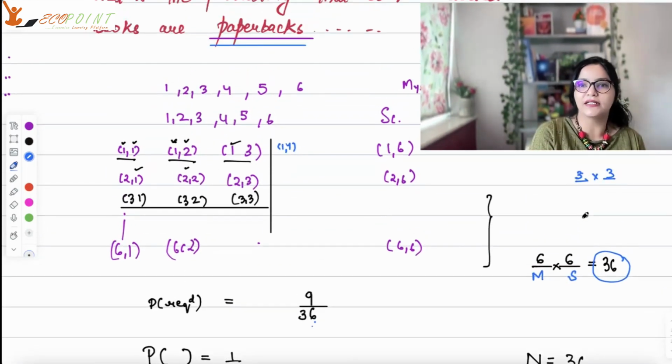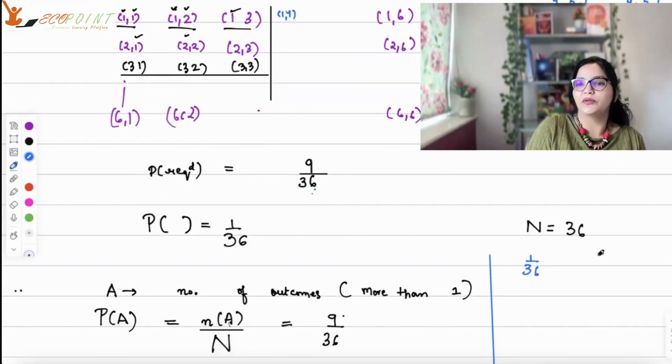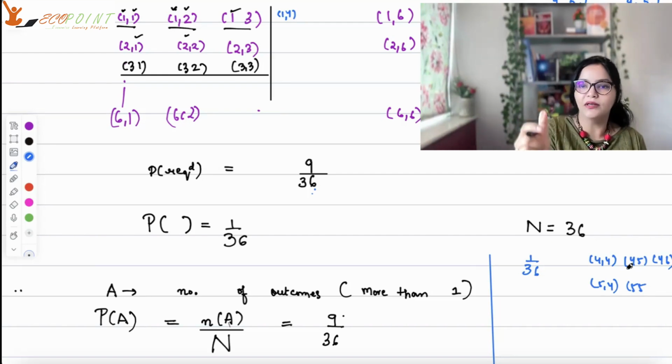If you create these 36 outcomes, you will figure out that the outcomes that are favorable to us are (4,4), (4,5), (4,6), similarly (5,4), (5,5), assuming that 4, 5, 6 is the number given to the paperbacks. Okay, so similarly, with 6, so you will have 9 such outcomes.